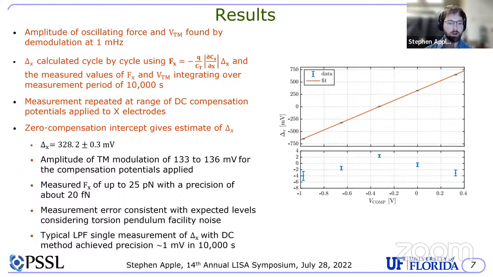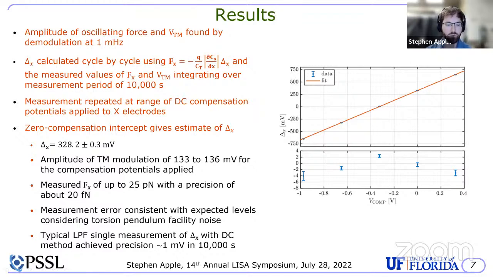All right, so after we successfully modulated the test mass potential, we were then able to demodulate the pendulum data to obtain the amplitude of the test mass charge, as well as the amplitude of the resulting force at our 1 millihertz modulation frequency. And from this, we were able to calculate our delta X, or the stray electric field in the sensor. So we repeated this modulation experiment for 5 different DC compensation potentials applied to the X electrodes. And each of these measurements was conducted for a duration of 10,000 seconds. So that's what this plot is showing on the right here. This is the measured delta X for each of those compensation potentials. And we also have our linear fit to the data.